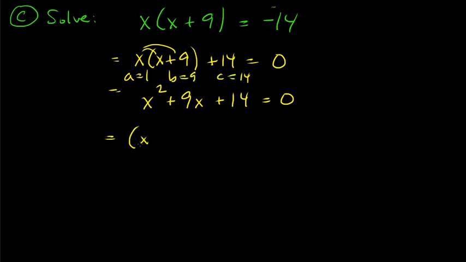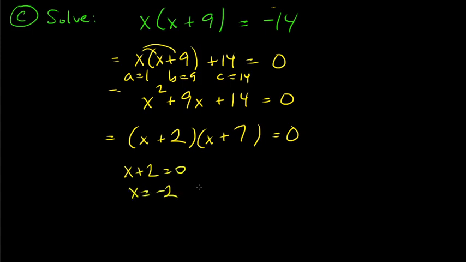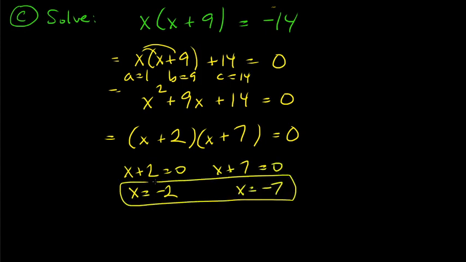So what two numbers, right, we have to factor this. What two numbers multiply to 14 and add to 9? So you know by now it's not 1 and 14 because that adds to 15. So it's got to be 2 and 7. 2 times 7 is 14, and 2 plus 7 is 9. Okay. So x plus 2 equals 0 gives you x equals -2. X plus 7 equals 0 gives you x equals -7. So again, two answers, -2 and -7.